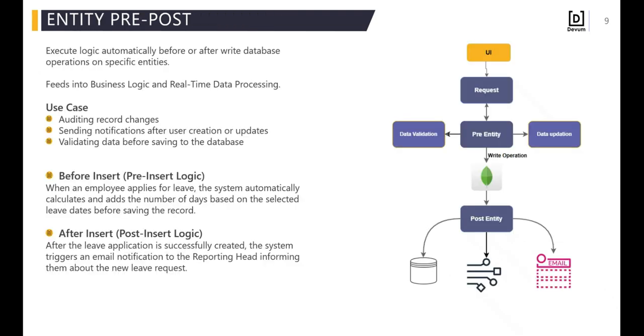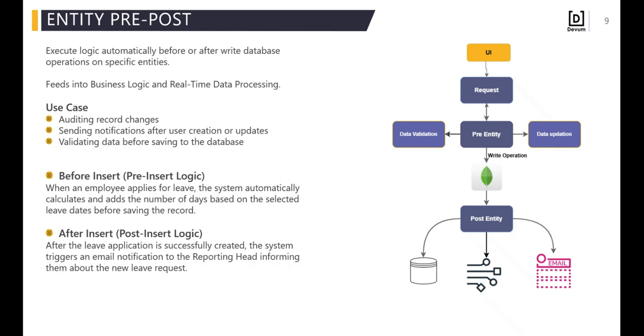Entity pre-post. Entity pre-post services let Devum run logic automatically before or after any database write operation. This is extremely powerful because it allows the system to validate, enrich, or react to data changes in real time without any manual steps. Before a record is saved, pre-entity logic can validate information or even compute new values. And after the record is saved, post-entity logic can trigger follow-up actions like workflows, logs, or notifications.